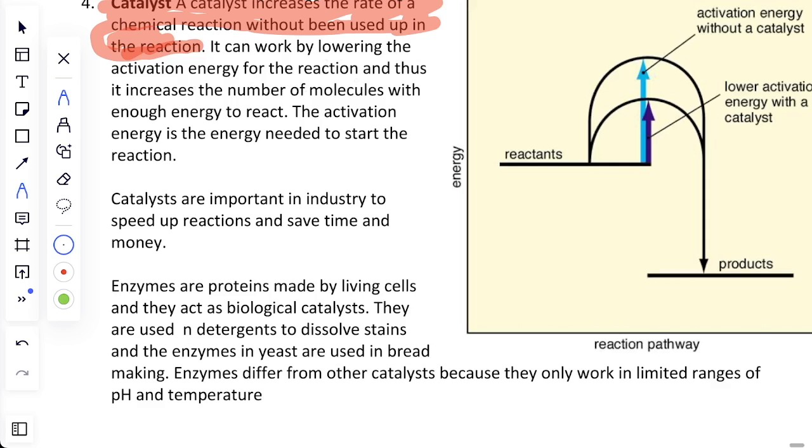Okay, now it can work by lowering the activation energy for the reaction, and thus it increases the number of molecules with enough energy to react. The activation energy is the energy needed to start the reaction. I'm always saying activation energy. What is this activation energy? This is the energy needed to start that reaction.